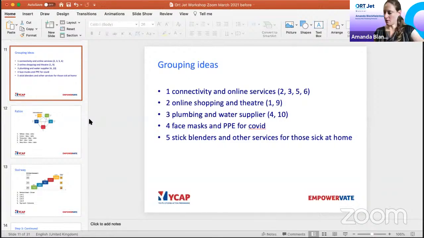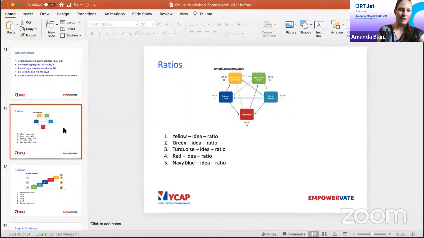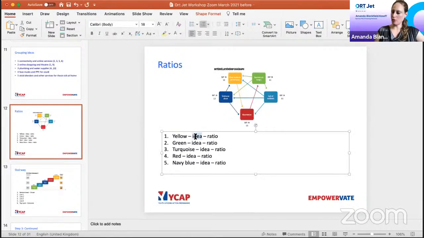Yeah, so it looks like we've got all of them. We've covered everything. So now we have to add up the ratios. So now we go to this section here. So the yellow idea. Okay, so let's just say what yellow was. Yellow was connectivity. The green one was online shopping and theatre. The turquoise one was plumbing. The red one was face masks. And the dark blue one was stick blender.